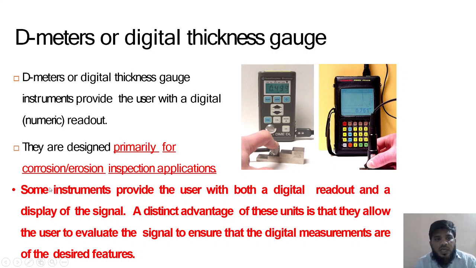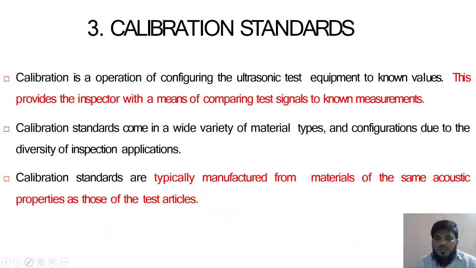Okay, so they are designed primarily for corrosion and erosion inspection applications. Some instruments provide the users with both a digital readout and a display of the signal. The distinct advantage of these units is that they allow the users to evaluate the signal to ensure that the digital measurements are the desired features.